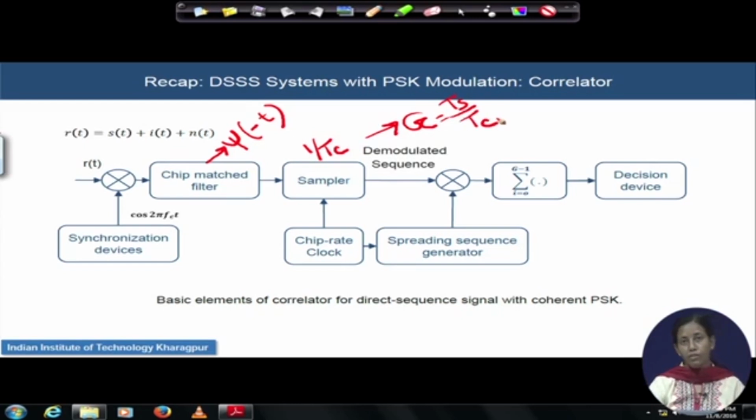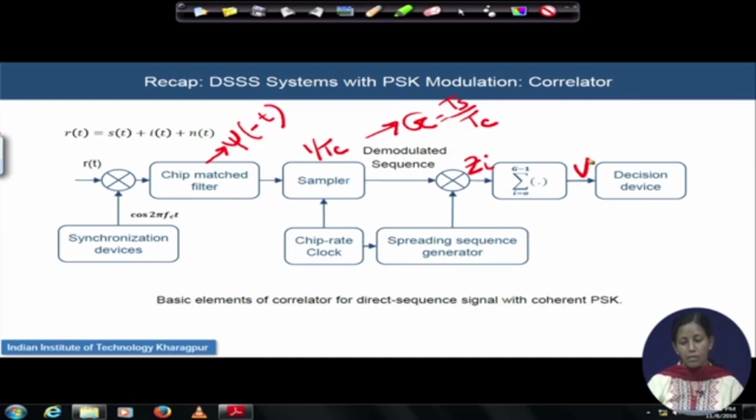G is basically the number of chips available within the symbol duration. The demodulated sequence at the output of the sampler is multiplied with the locally generated spreading sequence, producing the chips called Zi. This multiplication combined with the adder jointly offers the respreading operation in the receiver, and it is a correlator based architecture as a whole. This Zi is summed over the G samples, with i varying from 0 to G minus 1.